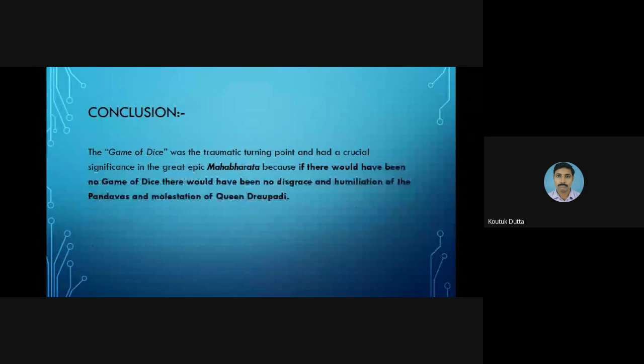Conclusion. The game of dice was the traumatic turning point and had a crucial significance in the great epic Mahabharata, because if there had been no game of dice, there would have been no disgrace and humiliation of the Pandavas and molestation.